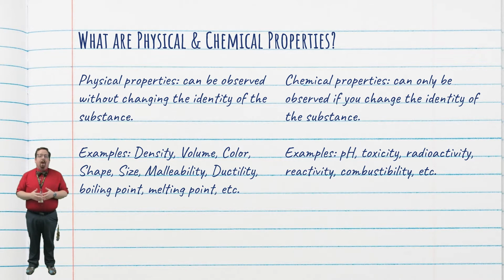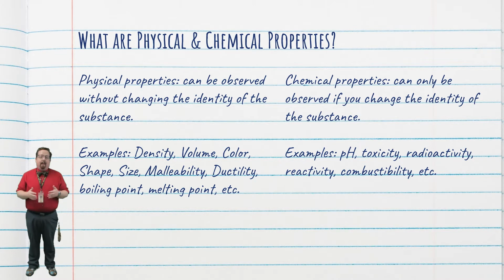Physical properties are properties that can be observed without changing the identity of the substance you're working with. At most, you might have to take the substance through a physical change in order to observe a physical property. Some examples of physical properties are density, volume, mass, color, shape, size, malleability, ductility, boiling point, and melting point.